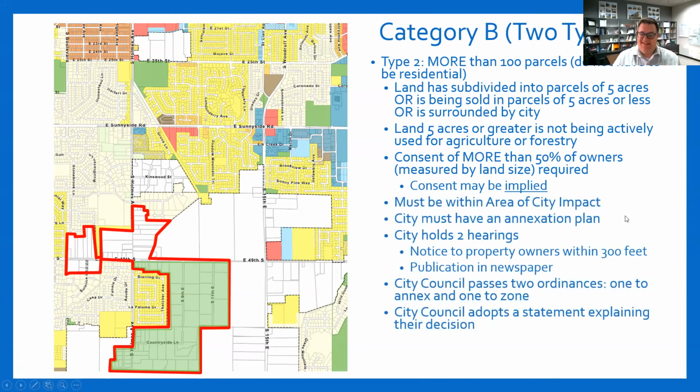The rest of it is the same. Area of impact, annexation plan, 2 hearings, ordinances, statements. So everything there is the same. This one's fairly common with cities that have extended their utilities outside of their city boundaries. So Idaho Falls is one of those cities. City of Boise has dealt with category B, certainly. And I know some other cities around the state as well.